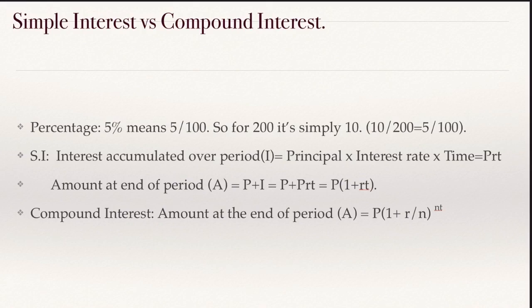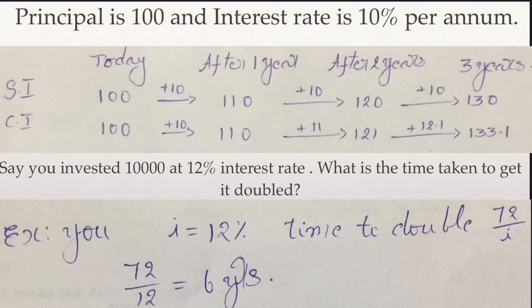So let us compare simple interest and compound interest. Say for example, principal is 100 rupees and the interest rate is 10%, that means 10% per annum. In simple interest, today 100 rupees, after 1 year it will be 110 rupees, after 2 years 120 rupees. That means each year, just like rent, you pay 10 rupees, 10 rupees, 10 rupees. After 1 year 10 rupees, after 2 years 2 times 10 is 20, after 3 years 3 times 10 is 30.